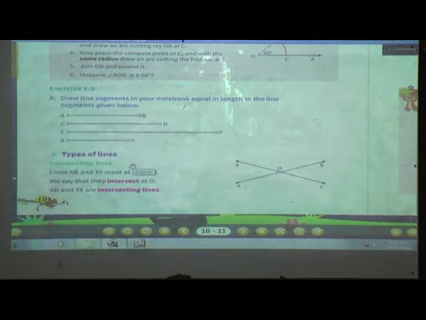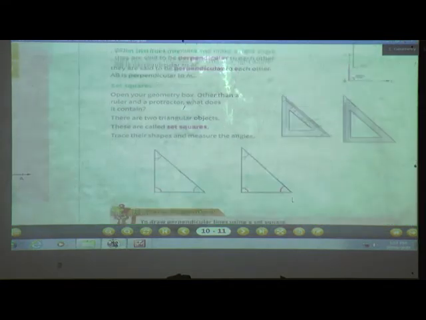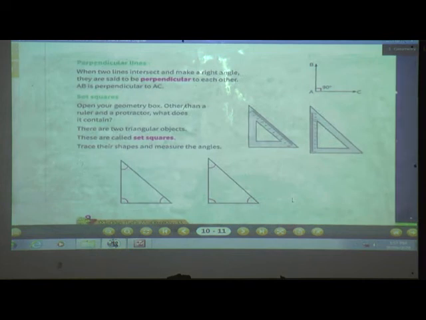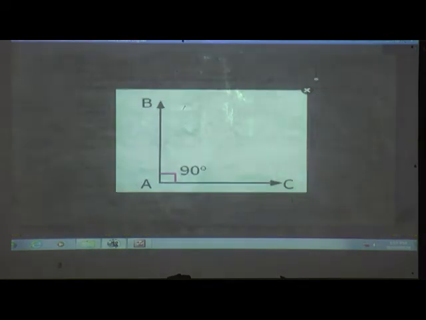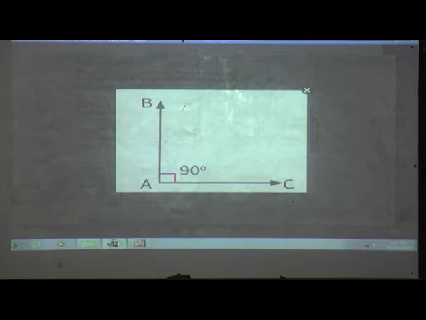Open page number 11. Perpendicular lines. See, here is one figure. When two lines intersect and make a right angle, they are said to be perpendicular to each other. See, here two lines are making right angles, so they are said to be perpendicular to each other.